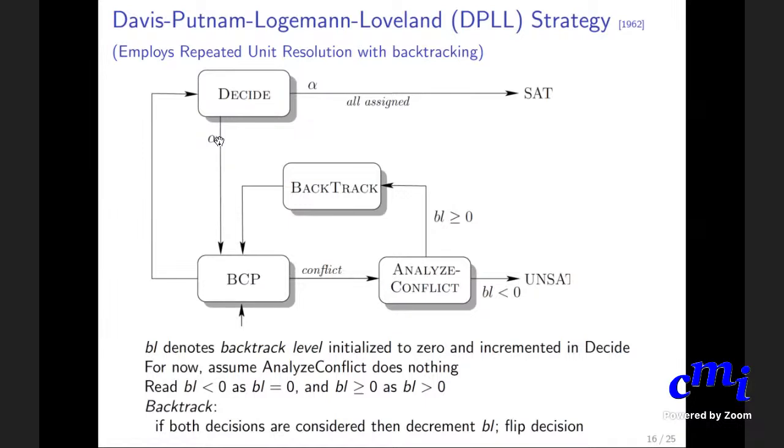So at every level, you would flip the other decision at the previous level, do BCP, and then you come back. And that's what is happening here. An example would probably make it clear. But the thing is, you have to observe.